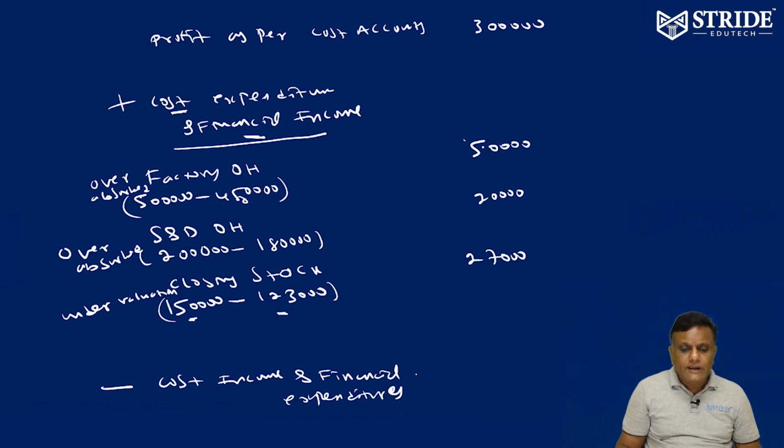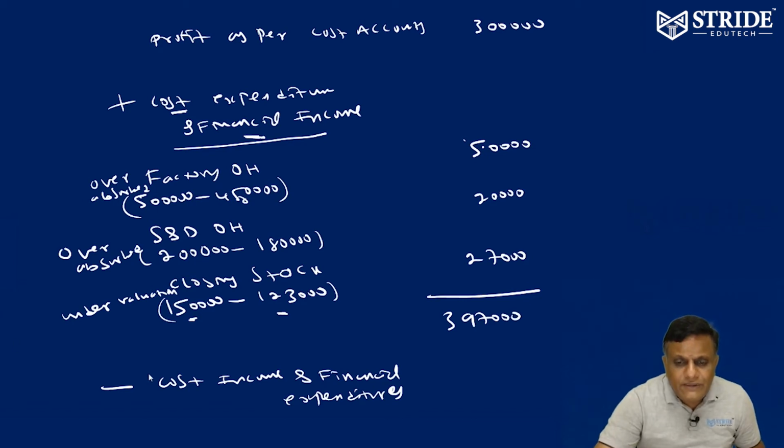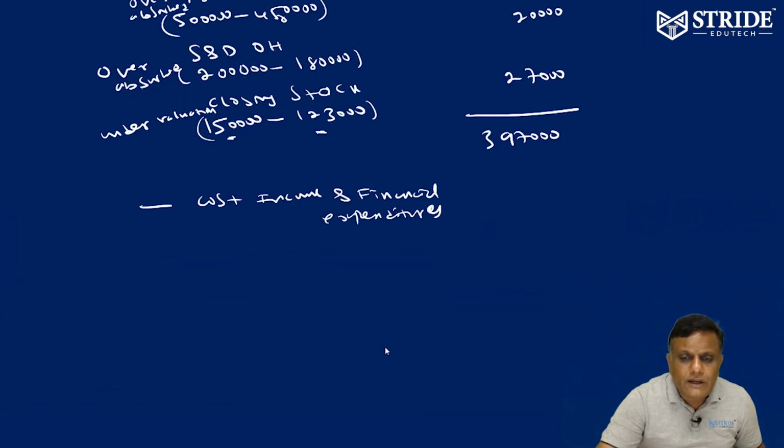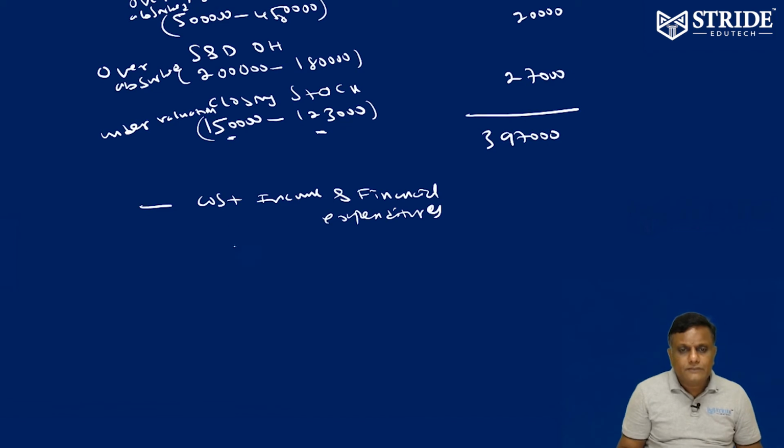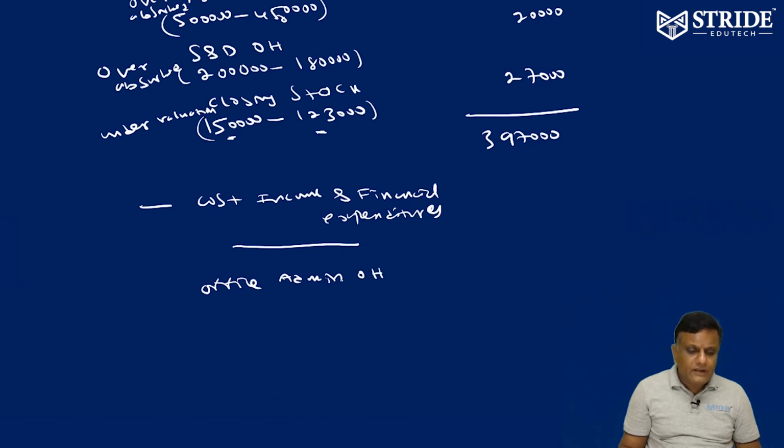27,000. Right. So these are the items to be added: 3 lakhs plus 50 plus 20 plus 27. So 3,97,000. Right. What are the items to be subtracted? So cost income and financial expenditure. For example, office administration. As per cost, office administration is 1,93,000.